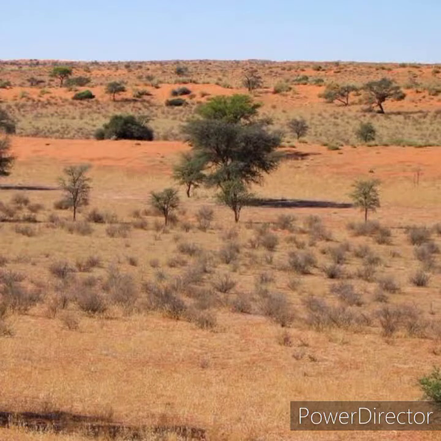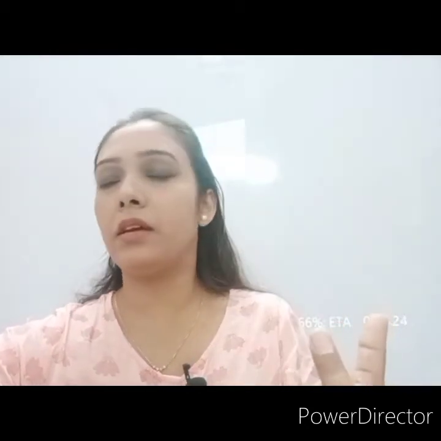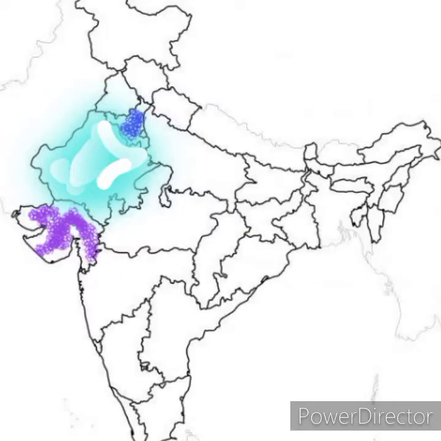Next, let's study about the next type, that is the thorn forests. Thorn trees, children, grow in areas that receive very, very less rainfall. Very scanty rainfall, mostly in parts of Rajasthan. Because rain is very scanty, thorny shrubs and thorny plants grow in those areas where rainfall is scanty. Like Rajasthan, I said, Gujarat and Haryana also.